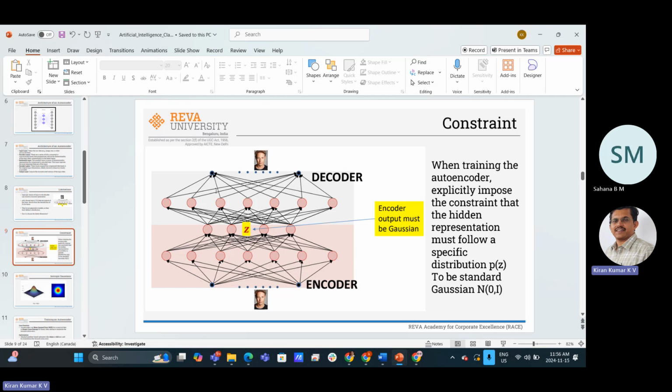So the important thing is that the Z, which is coming in the middle, should be Gaussian. What do you mean by Gaussian? The data should be normally distributed. How does a normal distribution look? It's a bell curve. What will be the mean of a normal distribution? Zero.